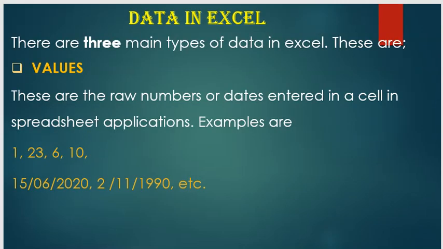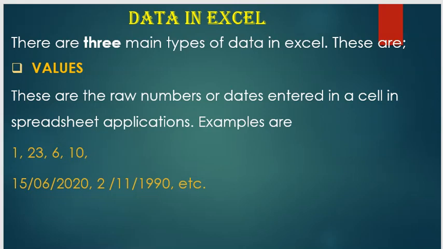When we talk of data, we are referring to what we feed into the computer. So in Excel, when we talk of data, we are referring to the input that we make in the cells. And in Excel, we have different types of data that can be typed in a cell. So the first one, we have values. In Excel, when you say values, we are referring to the numbers or dates that are entered in a cell.